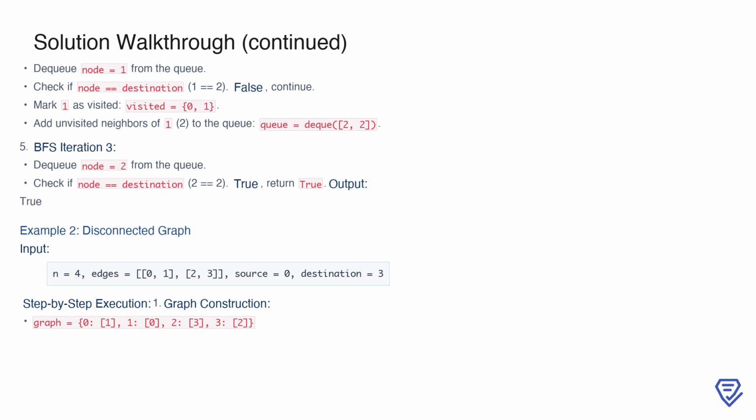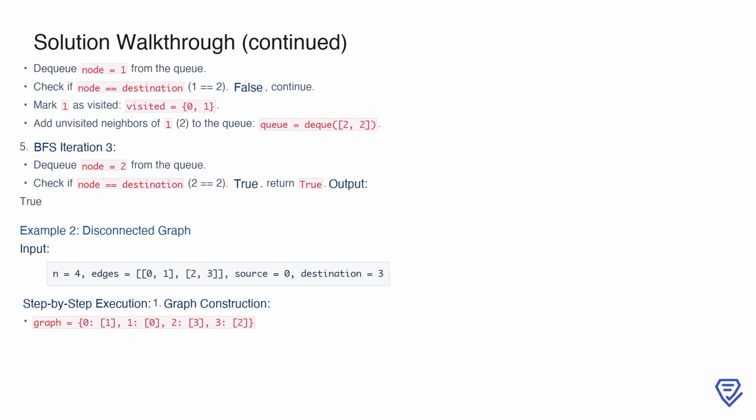First, we construct the adjacency list. Here, 0 is connected to 1, 1 is connected back to 0, 2 is connected to 3, and 3 is connected back to 2. With the graph ready, we initialize BFS by adding the source node, 0, to the queue and creating an empty visited set.